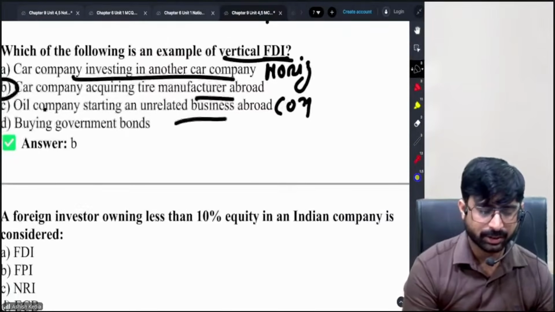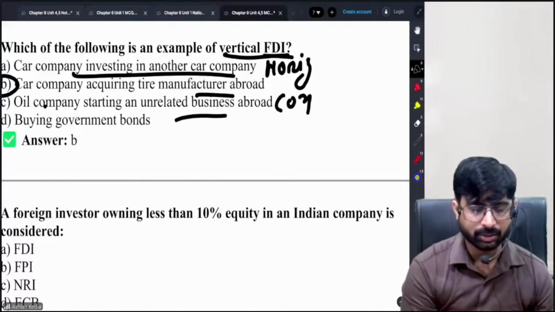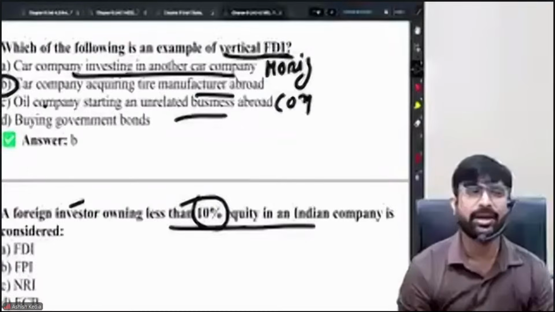Easy one. A foreign investor owning less than 10% equity in an Indian company. A foreign investor owning less than 10% equity, dear students. What would you call it? FPI, foreign portfolio investment.